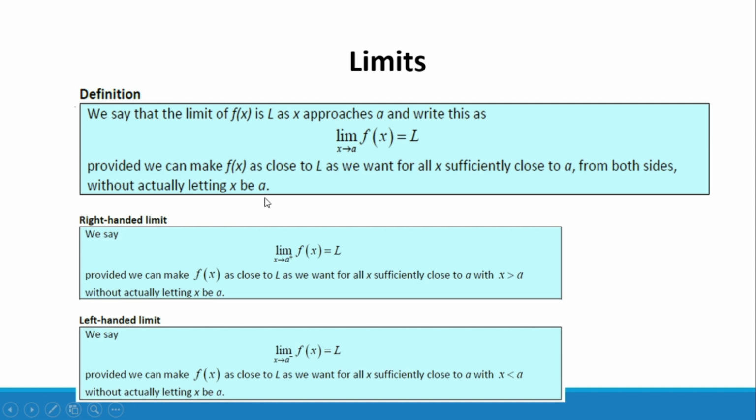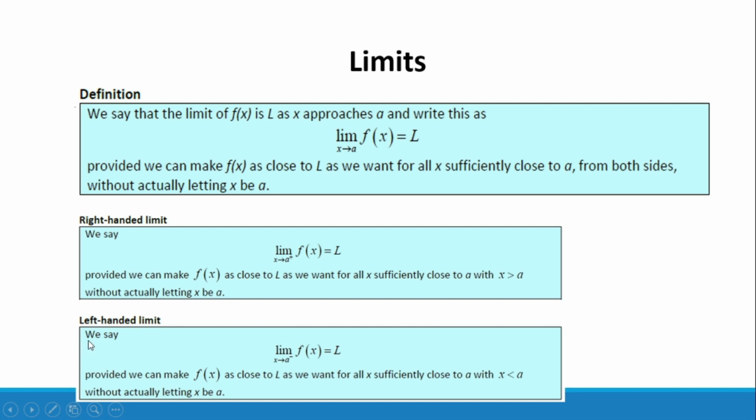And we have two types of limits: right-handed limit and left-handed limit. For right-handed limit, we say limit as x approaches a positive of f(x) is equal to L, provided we can make f(x) as close to L as we want for all x sufficiently close to a with x greater than a, without actually letting x be a.